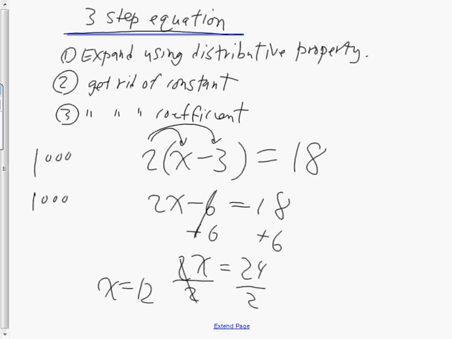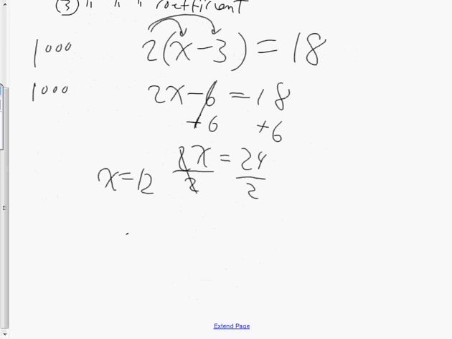Now if I want to check my answer, I'm going to write my equation again, but instead of writing x, I'm going to write the number 12, because that's what I said x is equal to. And if I was simplifying this, I would do brackets first, and I have 2 times 9, and 2 times 9 is 18, so I know the value of my x has to be 12. Okay? Let's try a different question.